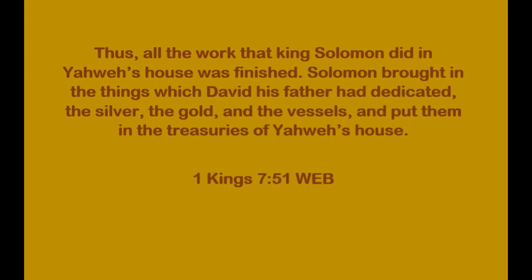All these were costly stones, even of cut stone, according to measure, sawed with saws inside and outside, even from the foundation to the coping, and so on the outside of the great court. The foundation was of costly stones, even great stones, stones of 10 cubits and stones of 8 cubits. All above were costly stones, even cut stone according to measure, and cedar wood. The great court around had 3 courses of cut stone and a course of cedar beams, like the inner court of Yahweh's house and the porch of the house.